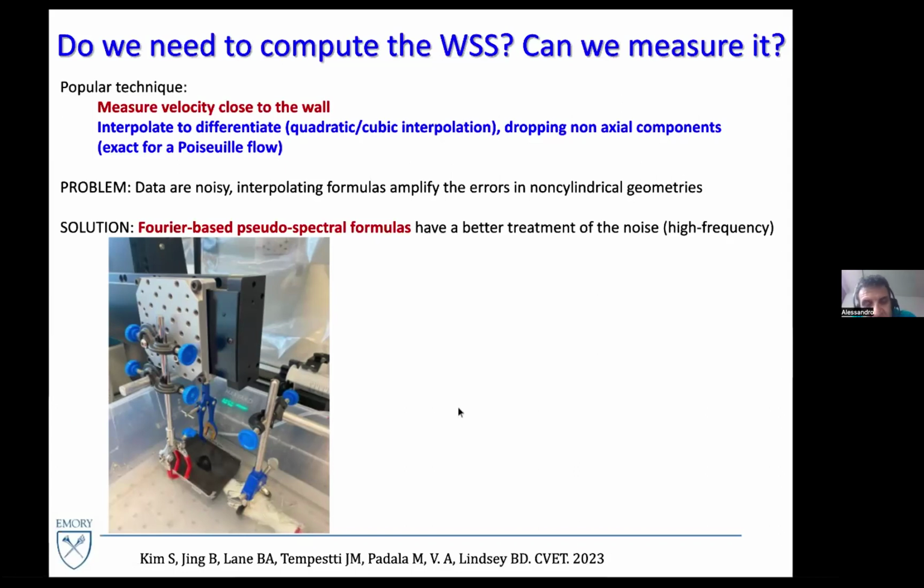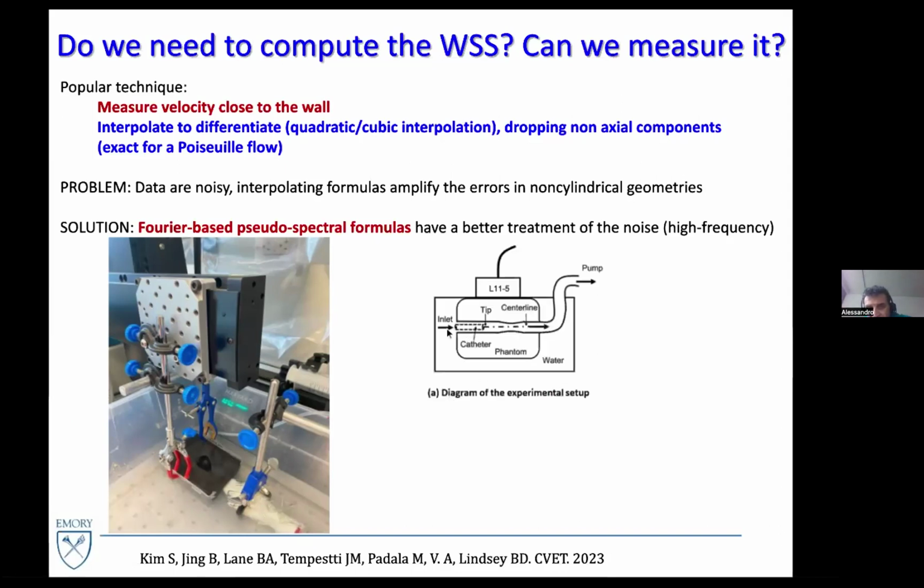So we say that the wall shear stress depends on the gradient of the velocity. The idea is, you see here, there was an inlet. This is a stenotic geometry, like a coronary artery. This is a catheter with a tip for ultrasound measurement. We were pushing water from the pump, and what we did was, we reconstructed the CFD. We ran CFD to have a ground truth for the wall shear stress, but we also used the data to do numerical differentiation to compute the wall shear stress numerically from the measurements.